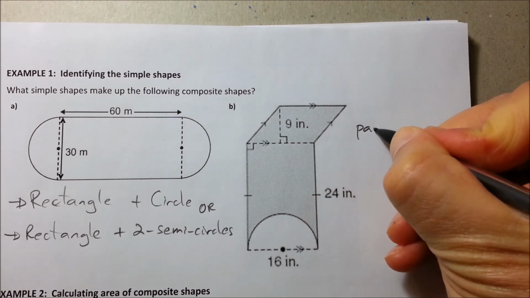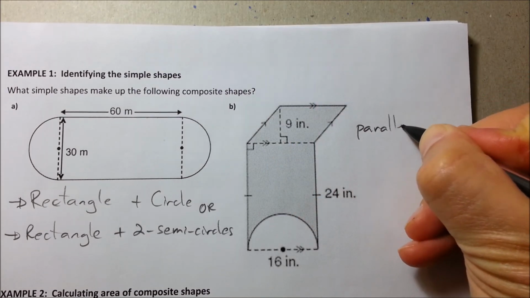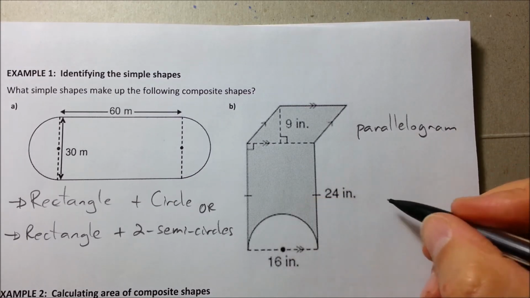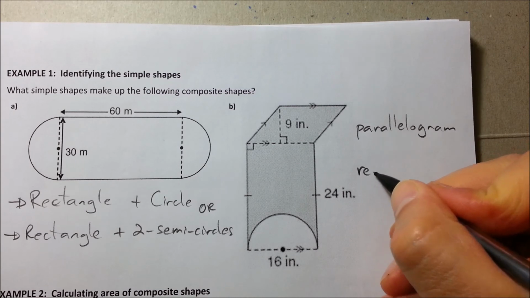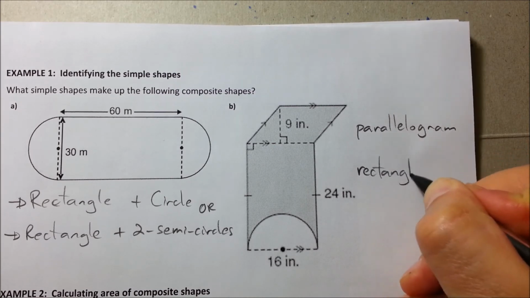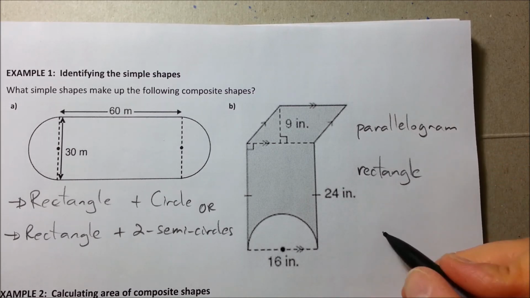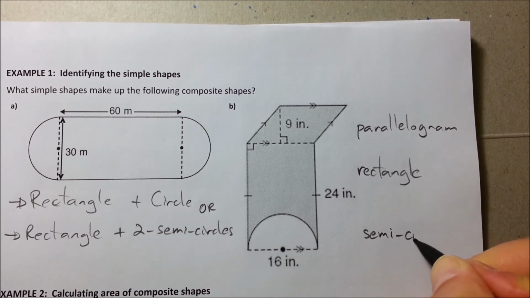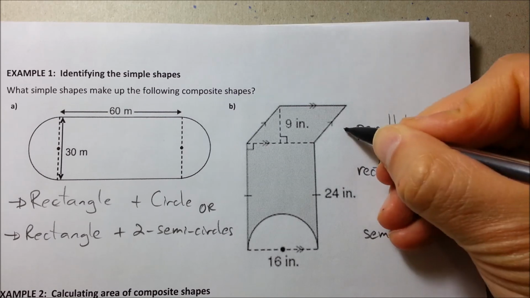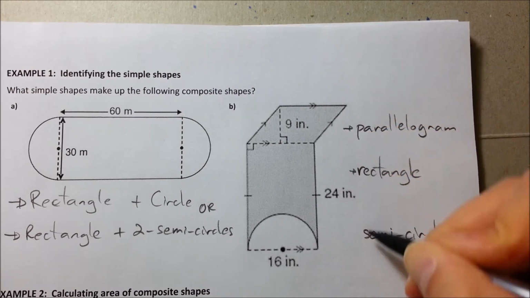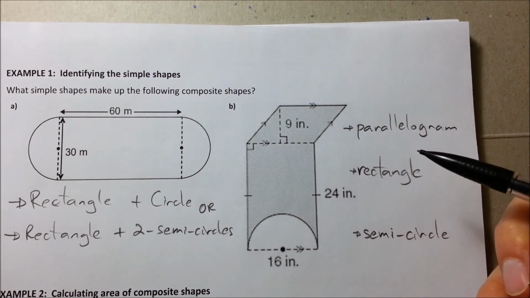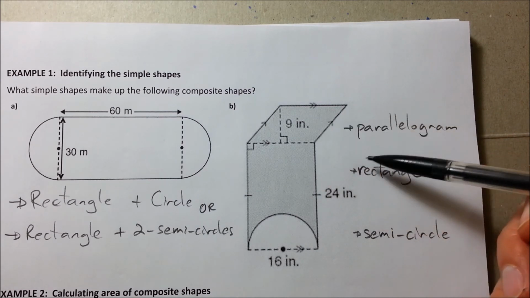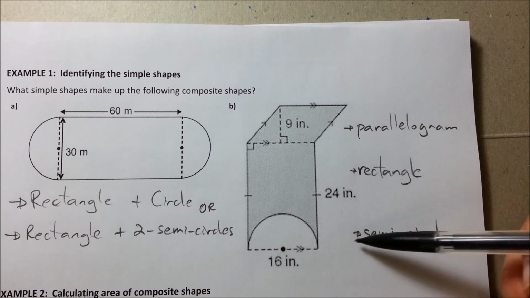It's called a parallelogram. Over here we have a rectangle. And over here we have a semicircle. And of course, if they were asking us to find the area of this one, what would we do? We would add these two areas, the area of the parallelogram and the rectangle, and subtract the semicircle.